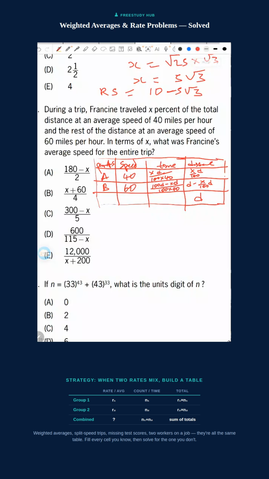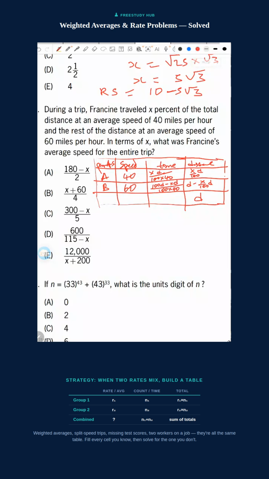The advantage of this table is that we can multiply two columns to get the third column. We are given speeds of 40 miles per hour and 60 miles per hour. Let's assume that the distance is d. s% of d is s over 100 times d. The remaining will be d minus s over 100 times d.